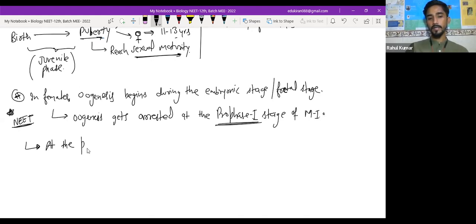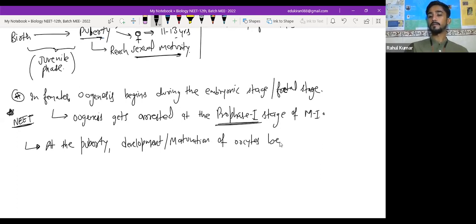So at puberty, write down, maturation of oocytes begins, so that they can be released from the ovary. Okay, clear? And in both males and females at puberty, secondary sexual characters develop. Yes or no?